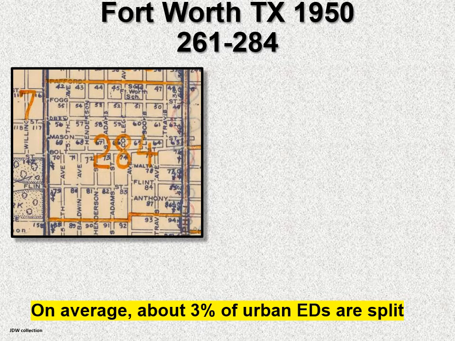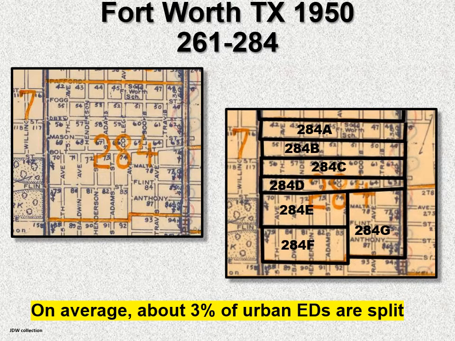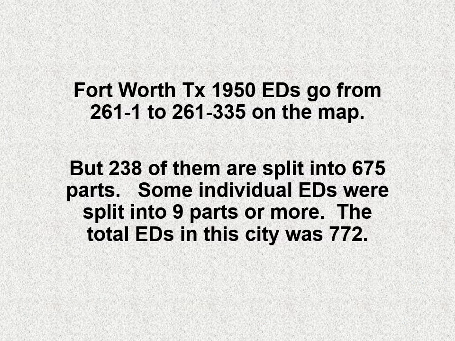Fort Worth, Texas is an unusual example of splits. I found on average about 3% of urban EDs are split. But in the case of Fort Worth, Texas, it wasn't unusual to see an enumeration district split into a tremendous number of parts. On the map, the Fort Worth, Texas, 1950 map shows it goes from 261-1 to 261-335. But 238 of those EDs are split into 675 parts. So 238 of the original numbers don't exist anymore. They exist only as splits.